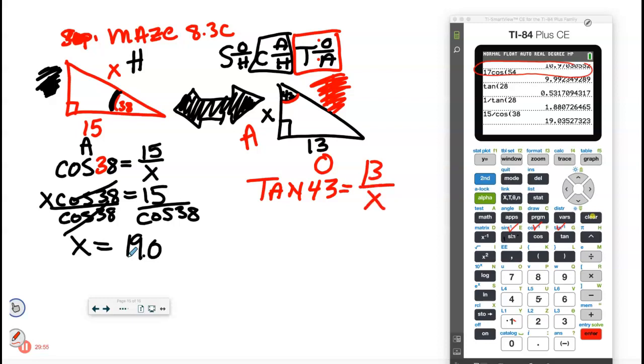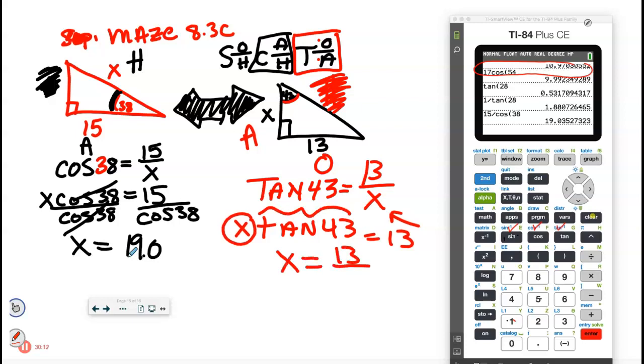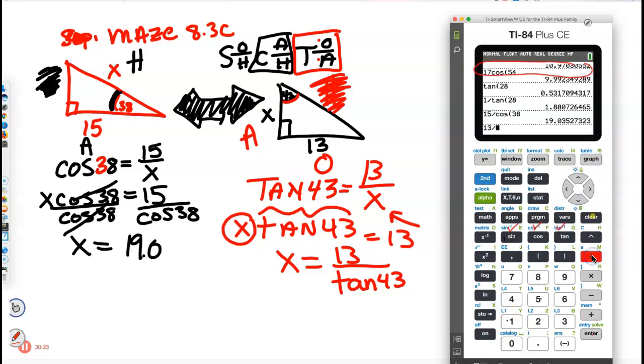We multiply by the denominator, in this case it's an x, it will kill it on the right and put it out front over here on the left. So to get x by itself, we need to divide by this number, but our calculator is fine handling that. When I did this, that was not happening. But we're going to go 13 divided by the tangent of 43 degrees, and we're going to hit enter. And it'll send us to our next problem.